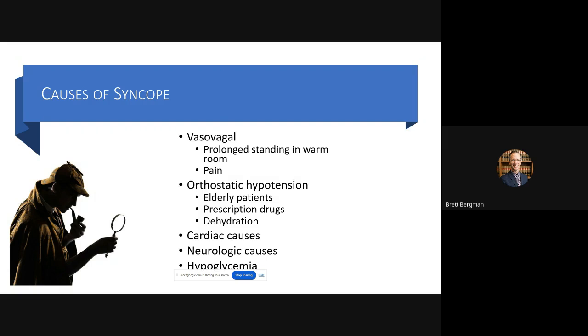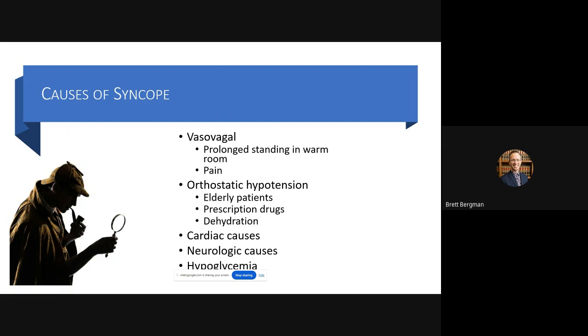So one of the most common that we're all familiar with is vasovagal syncope. And you can see this with prolonged standing in a warm room. So you might see it in your lodge. They have all their ski gear on. They've been skiing, they're a little bit dehydrated, and they're standing for a long period of time. That can cause them to have a syncopal episode where they faint. Pain is another common cause of vasovagal syncopal episodes.